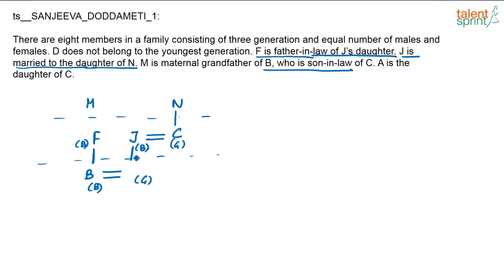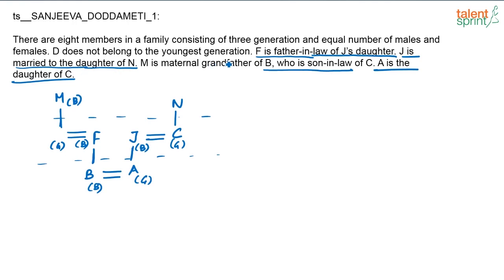See, C and J have a daughter who is married to B. Now M is the maternal grandfather of B. So B's father is F. F is married to somebody, right? This person's father is a maternal grandfather, means grandfather from the mother's side. So this is again a male person. So we have to find out who will come in these 2 places. See, here it is given A is the daughter of C. So this has to be A. So who is the only member we are left with?